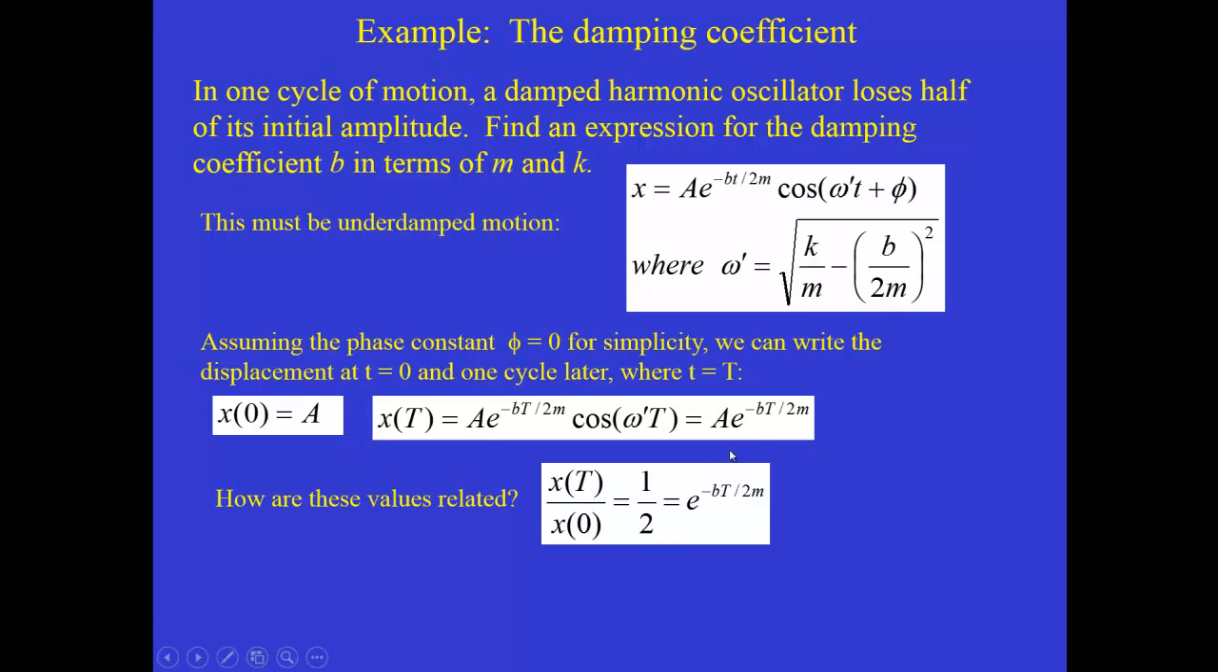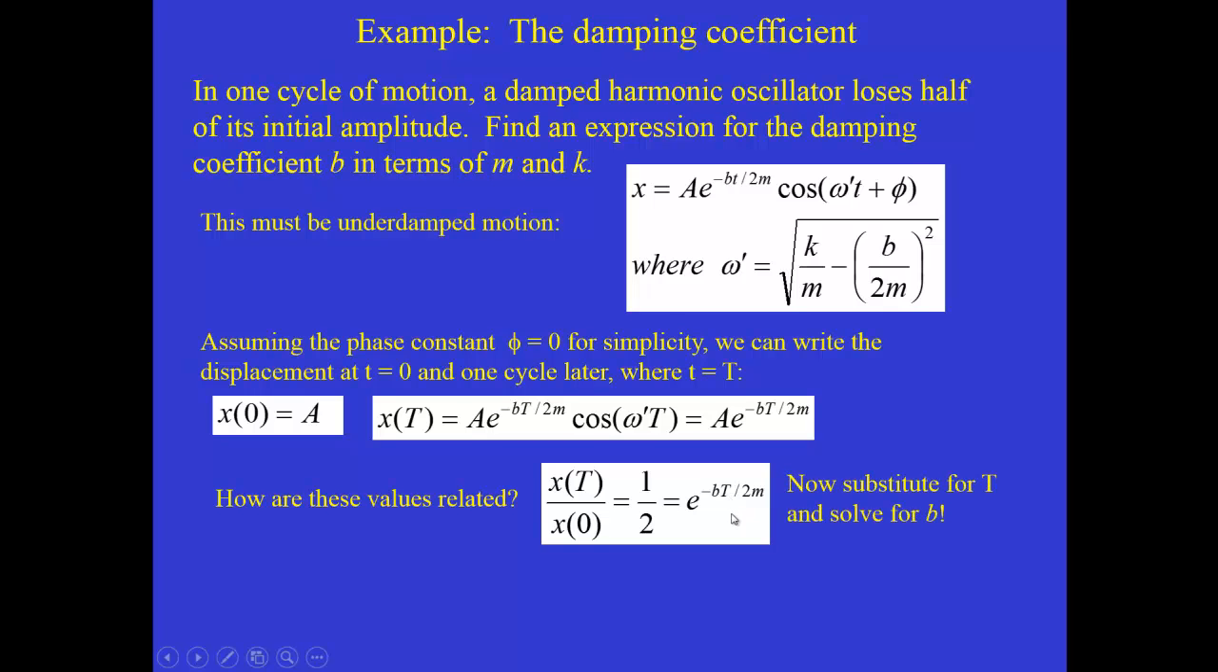And so if we divide those two, the A cancels out, and we see that 1/2 is equal to e to the minus b times the period over 2m. Now, if I knew the period and the mass of the system, I could use this equation directly to calculate a numerical value for b. But let's assume I don't. Let's assume I just want to find an expression for b in terms of k and m.